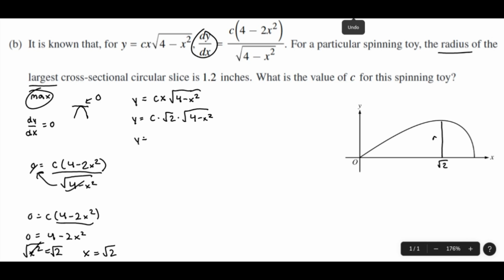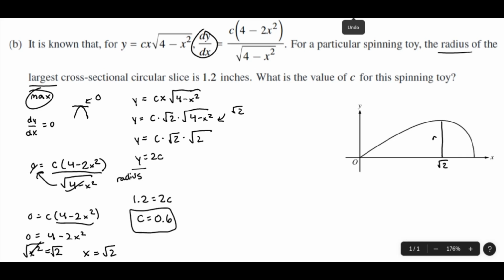So now we're going to write y equals c times root 2 times the square root of 4 minus root 2 squared, which is 2, so 4 minus 2 is 2, which just cancels, giving 2c, and y is going to be the radius since it's the function. 1.2 is equal to 2c, c is 0.6, and since it's a constant, there are no units, so that is the value of c.